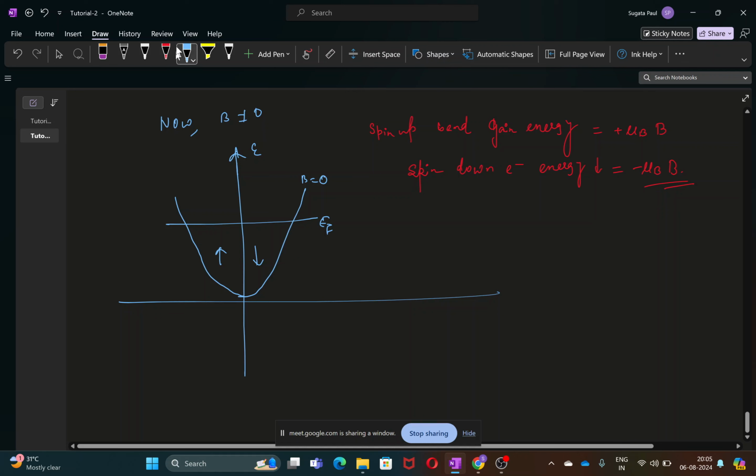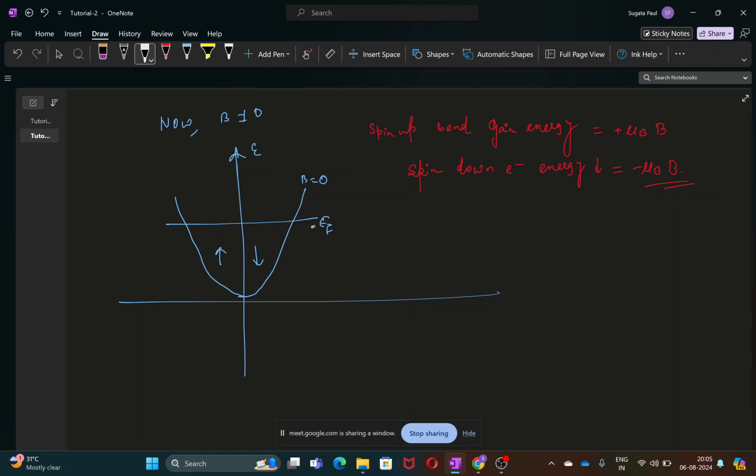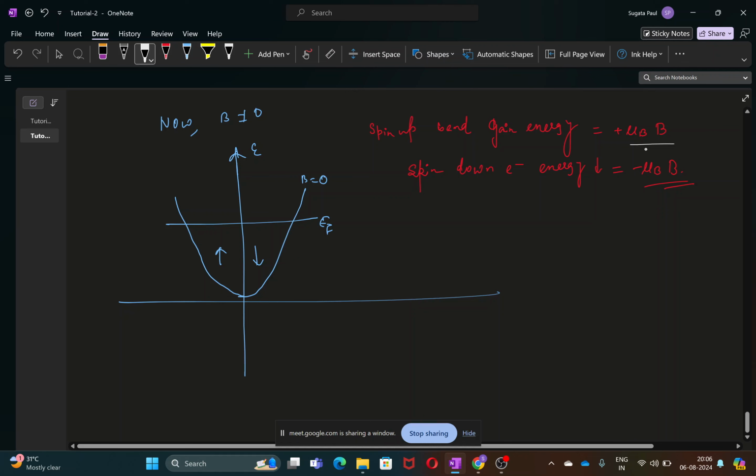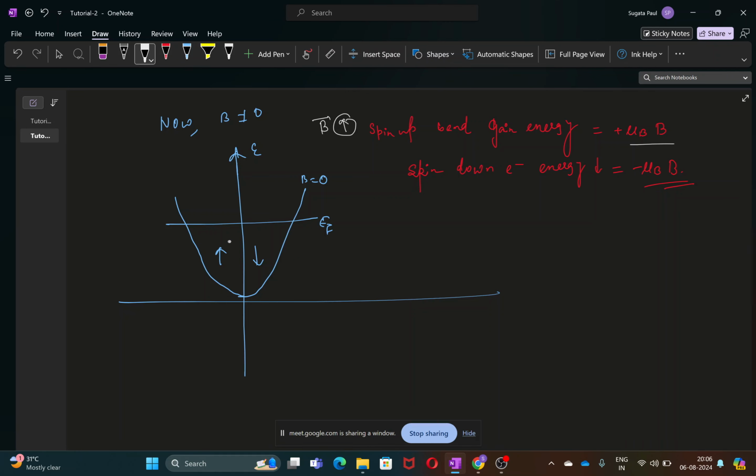Now, let me take a different color. As soon as you apply a field, the spin up band's electrons will gain energy, the energy will increase by plus mu B times B, because that will be favored by the magnetic field, since let's say our magnetic field is in the upward direction. Your upward spin band will be favored by the magnetic field because it is in the same direction, so its energy will increase by plus mu B times B. But the spin down electrons have a down spin, which is in the anti-parallel direction of the magnetic field, so their energy will decrease by minus mu B times B.